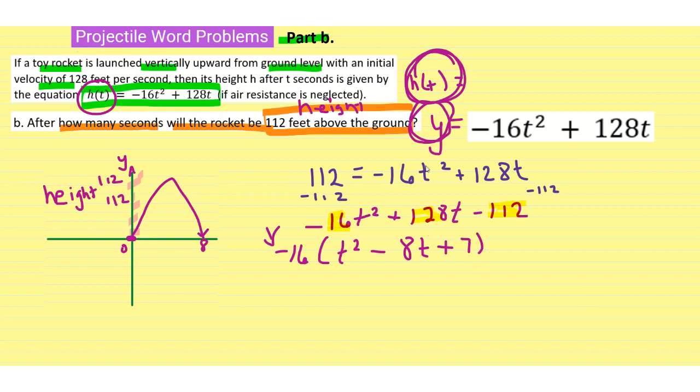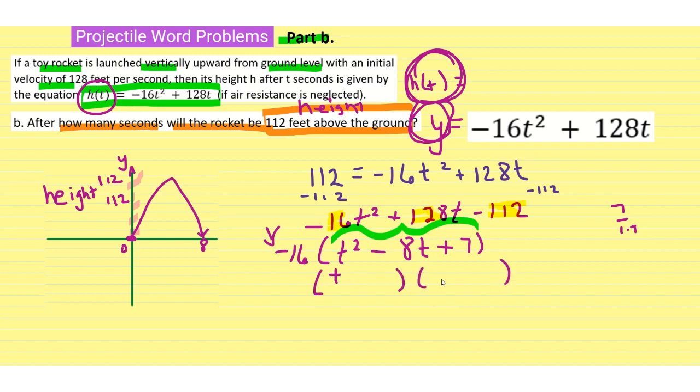Okay, so at this point, to find solutions, we don't need the negative 16 anymore. To find solutions, we only need to continue to factor this. So let's go ahead and do that. Let's find factor pairs of 7. Okay, so factor pairs of 7 is 1 times 7. Can I add or subtract that 1 and 7 and get that middle 8? Yes, I can. So I'm going to go ahead and factor it like this.